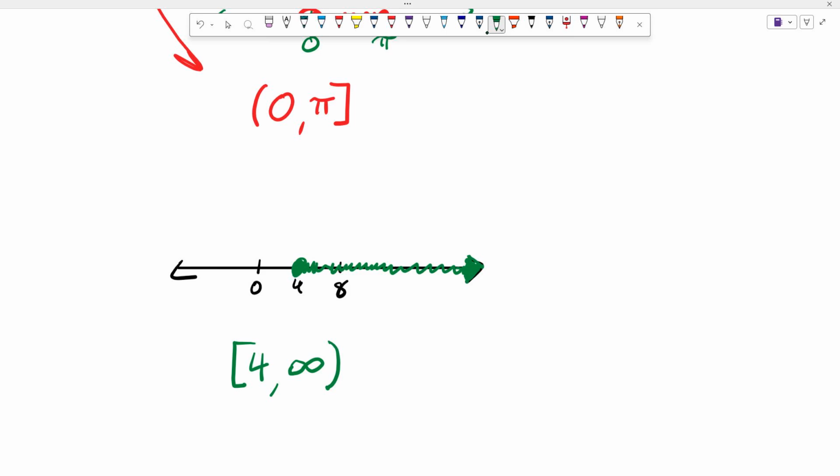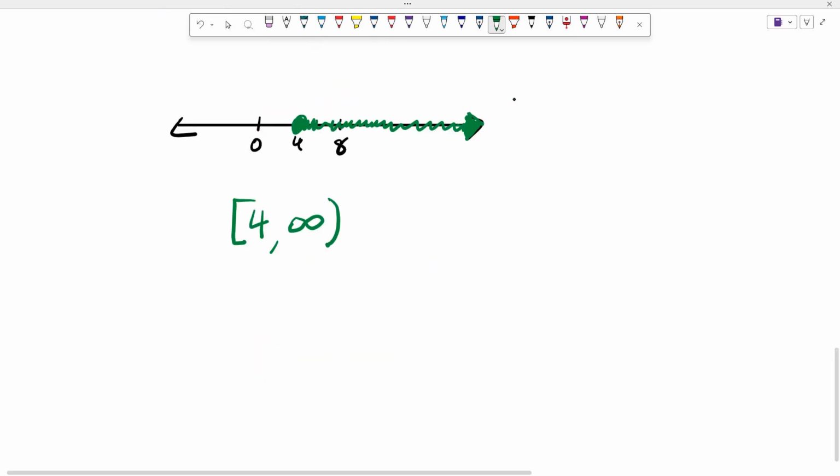Always go past. Well, there's really nothing to the right of infinity. The reason we don't put a square bracket is because infinity is not a number. It's not a real number, so we don't include that. It just means all the numbers beyond 4, all the way to the right forever. Again, this is a half open, half closed set.